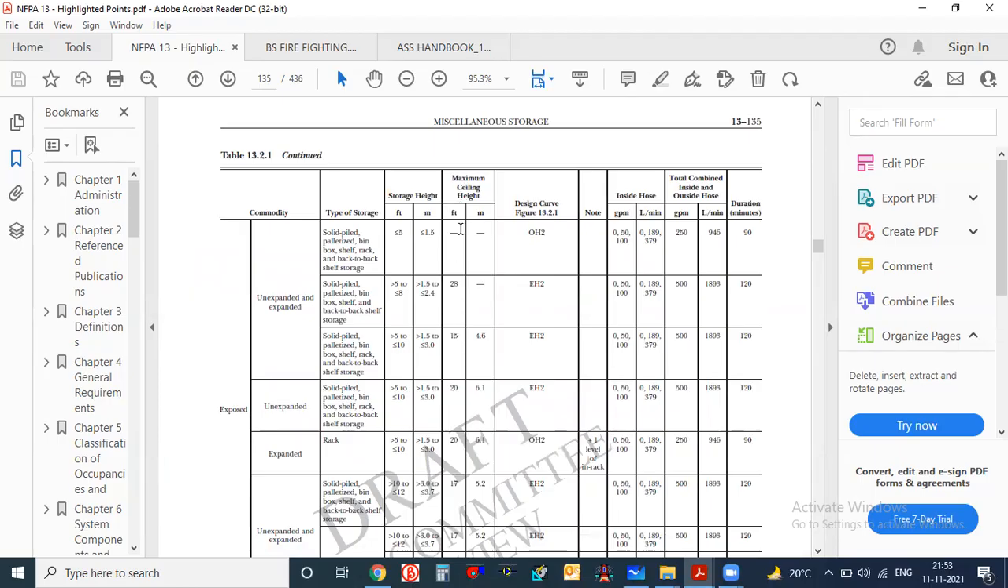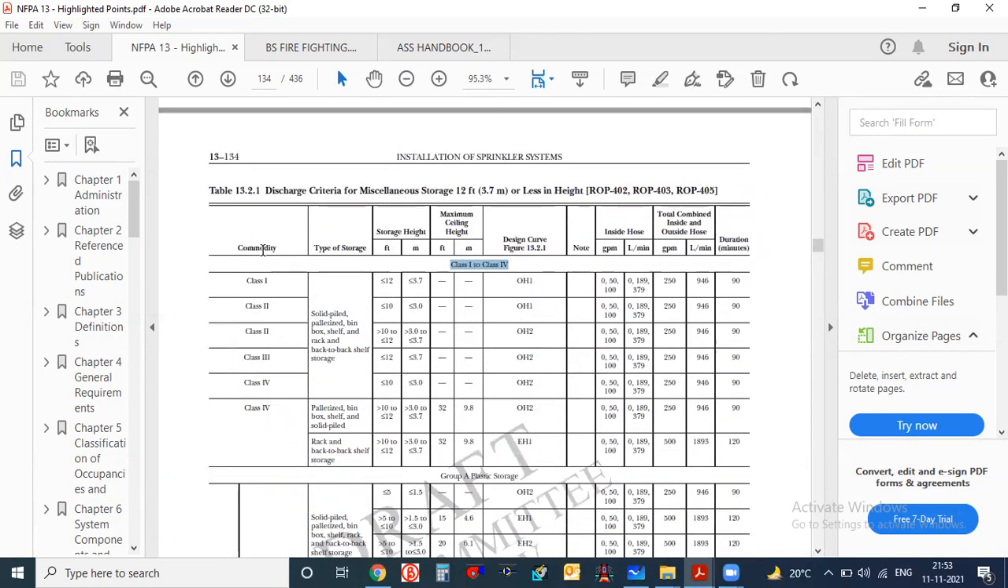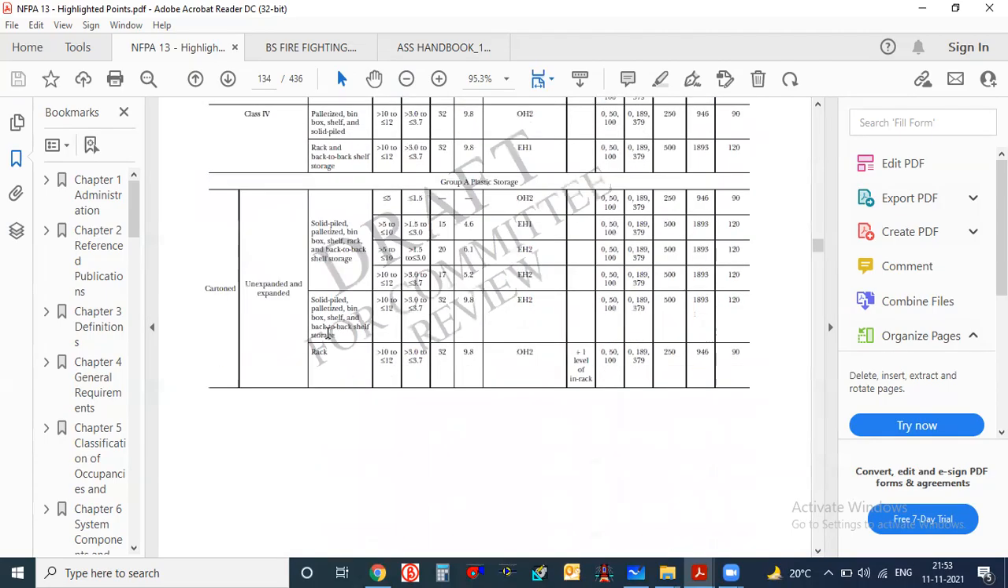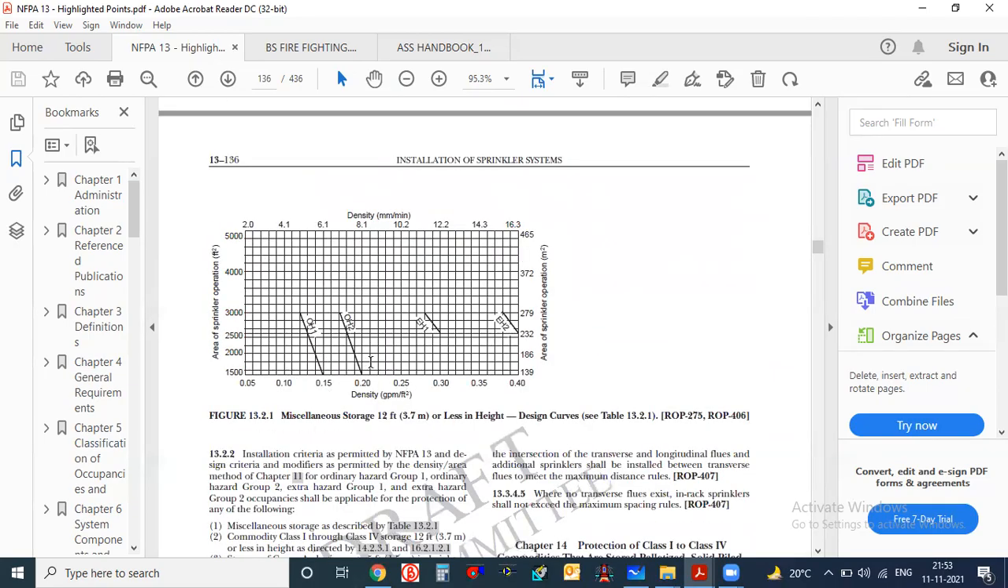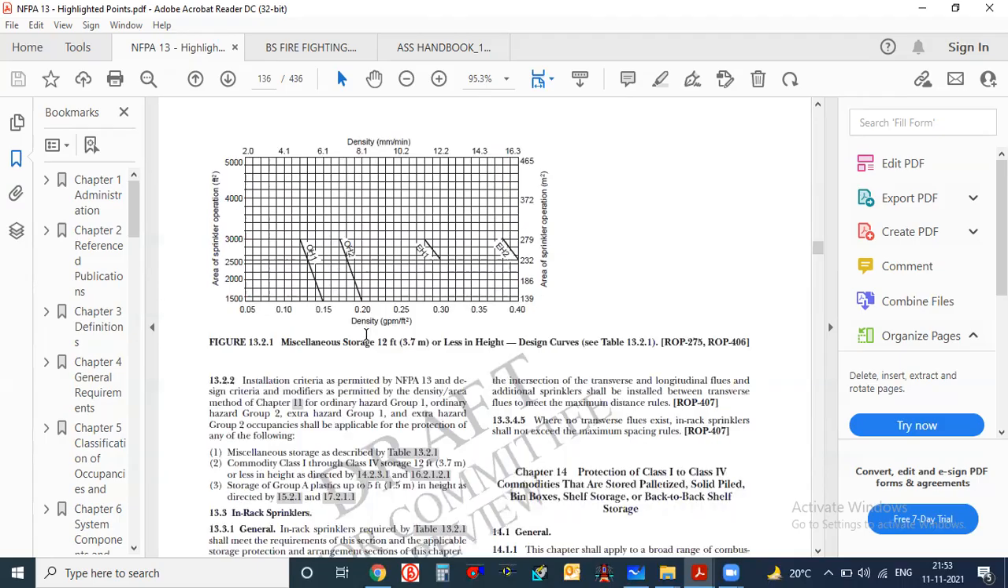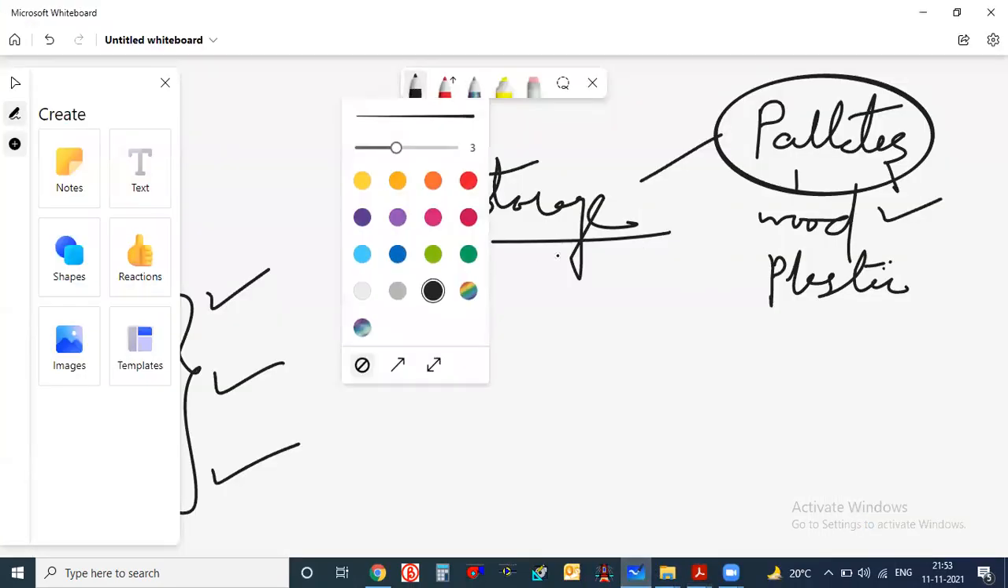And they have given the maximum ceiling height and the storage height, and whether it is a particular commodity, how it is stored. Those things are given here. So this table is also a little bit important. And here they have given the design density area curve for whatever the things are written. Okay, ordinary hazard 1, ordinary hazard 2, extra hazard 1, extra hazard 2. I think the density area is similar to what we have seen in previous sections.